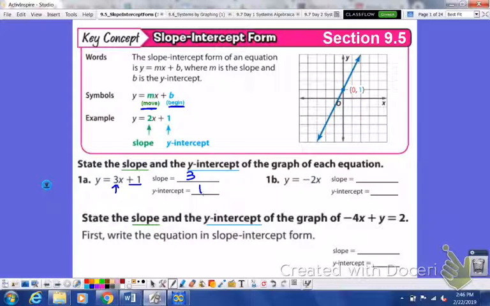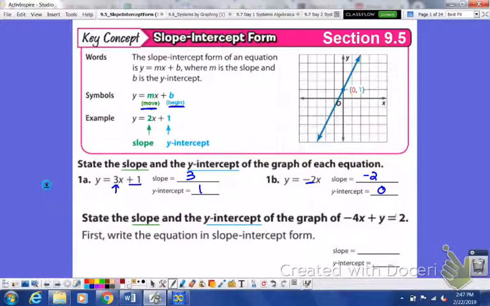So on our second example, 1b, y equals negative 2x. We see that a negative 2 is connected to our x, so our slope would be negative 2. And we see that there is nothing here, so your y-intercept would be 0, because it's the same as adding 0 when you see nothing. All right, so those two, pretty basic. We're just looking at an equation, labeling our slope and our y-intercept.